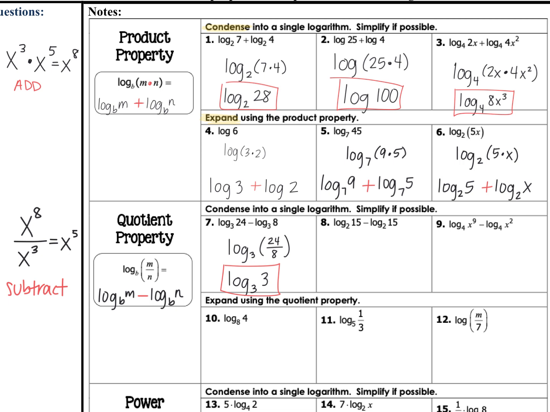We'll do number 8 together, and then I'll have you try number 9. This time you have log base 2 of 15 divided by 15. Wow, that doesn't look like a 15. What does it simplify down to? 1. Can you please try number 9?